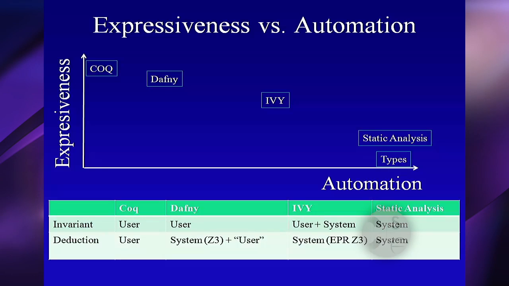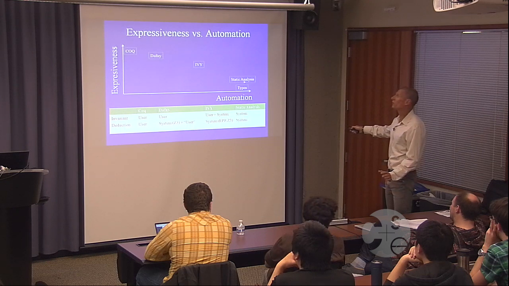On the right-hand side, you see the most automatic tools, like static analysis, which I work on, and many others. Of course, there is type-checking. All of these things are fully automatic. And when they work, they're great. But they have limited expressive power.